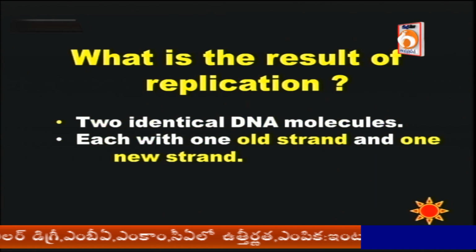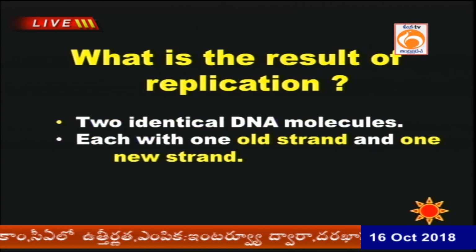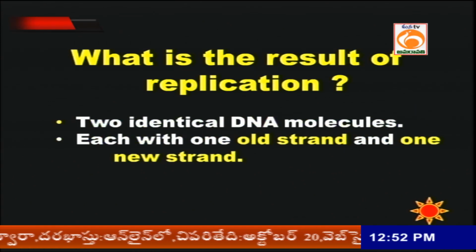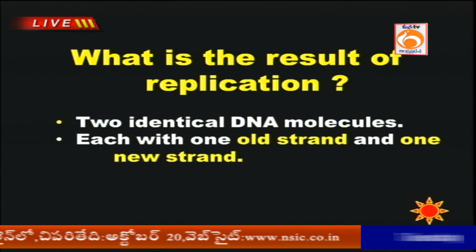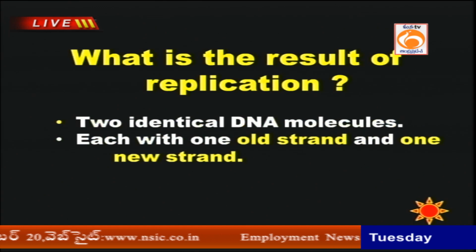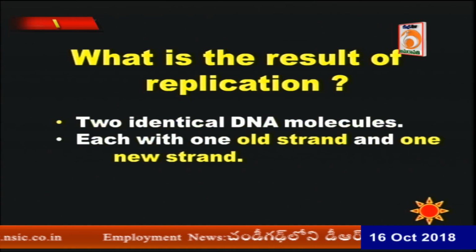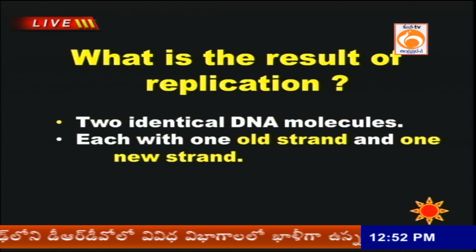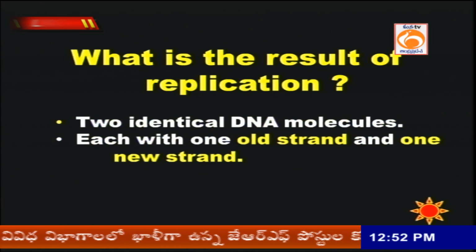Then coming to the result of DNA replication. Replication results in the formation of two identical DNA molecules. Each molecule will have one parental strand and one newly synthesized strand. This proves that DNA replication is taking place by the semi-conservative mode. So, this is all about DNA replication.